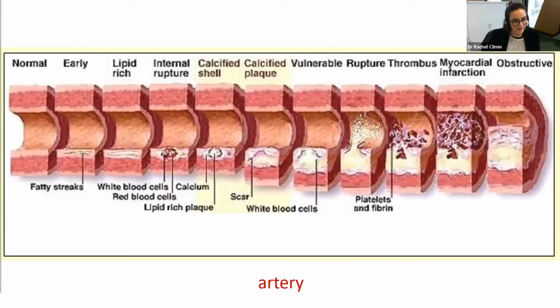Here you can see a blood vessel or an artery, and what happens over time if we don't look after them. Eventually the artery will become blocked and no blood will be able to travel through it and get to the brain or the heart, for example. And this is what happens when we have a stroke or a heart attack.